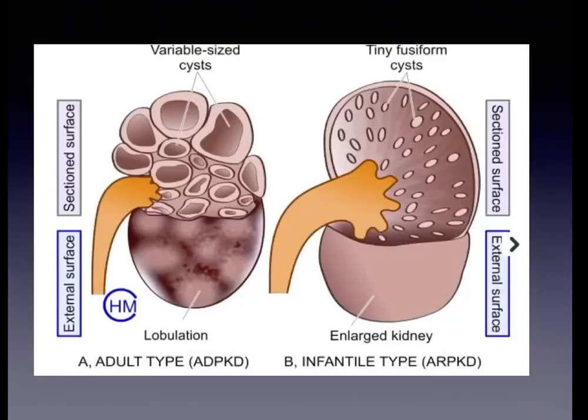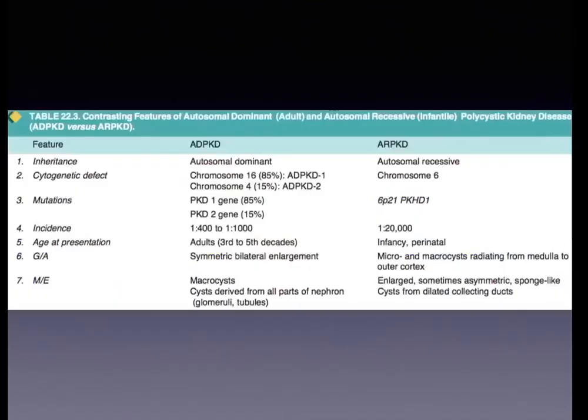So here is a contrasting feature between the adult type and the infantile type. The adult one has autosomal dominant inheritance. The external surface is lobulated, and on the section surface you can see variable sized cysts. Whereas the infantile type, which is autosomal recessive, has a smooth outer surface, and the cut section shows tiny fusiform cysts.